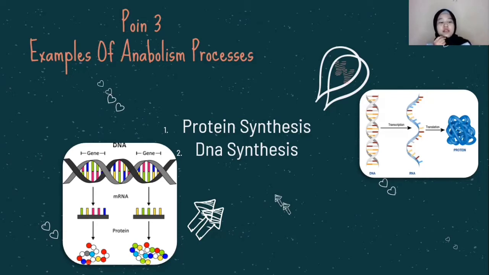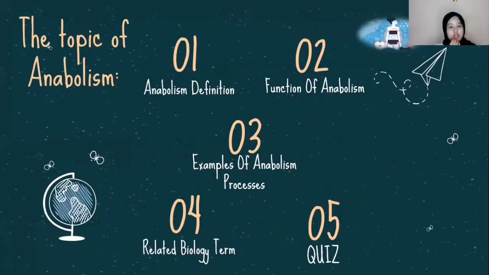It involves unzipping the double strands of DNA and attaching new matching nucleotides to each half of the strand that has been unzipped, forming two new strands that each contain half of the old strand. Okay, the examples of anabolism are protein synthesis and DNA synthesis.